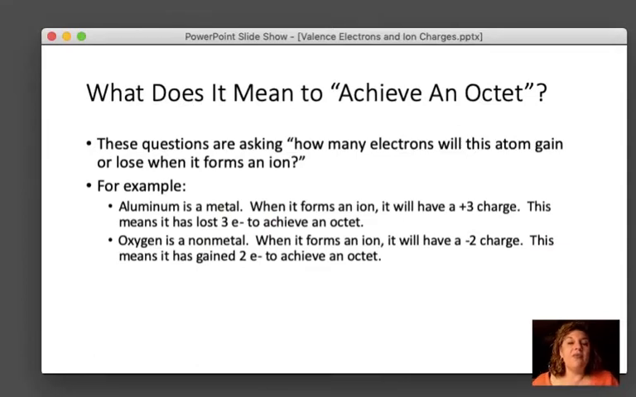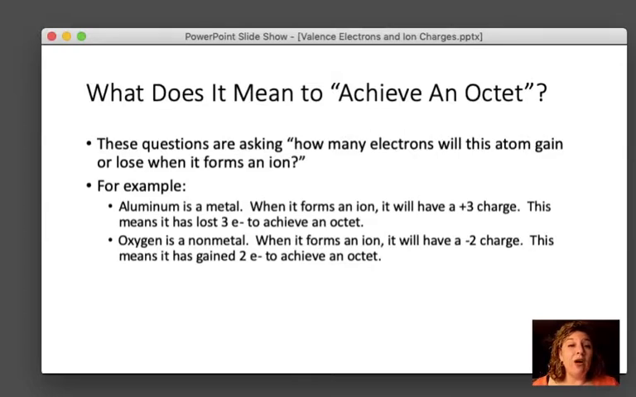All right. So when you get a question like, what does it mean to achieve an octet? It really means how many electrons is this atom going to gain or lose when it forms an ion? So you kind of know the answer to this already. We just went over it a bunch of times in a bunch of different ways.